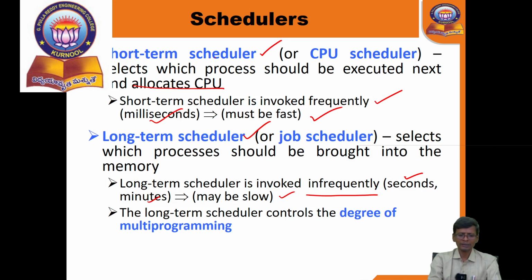And the long-term scheduler also controls the degree of multiprogramming. It is nothing but the number of programs present in the main memory.